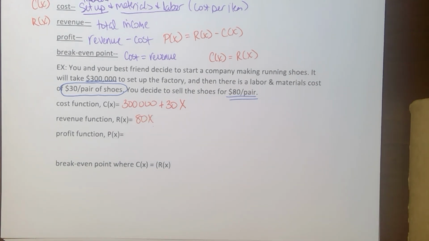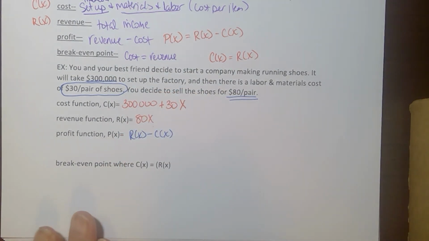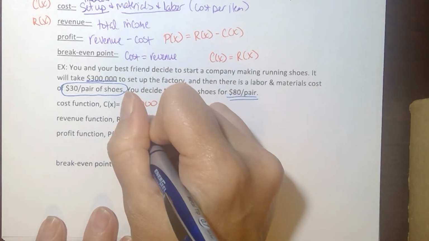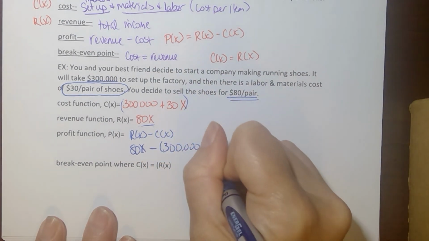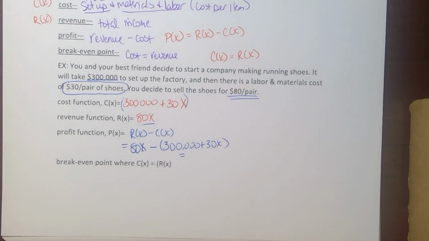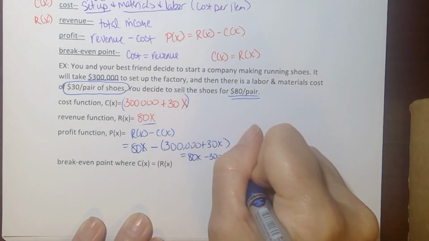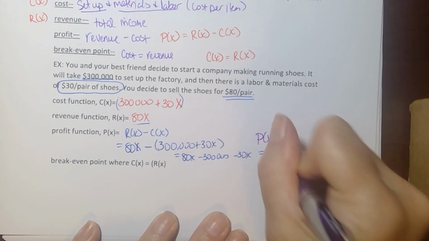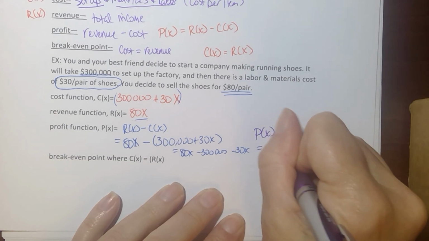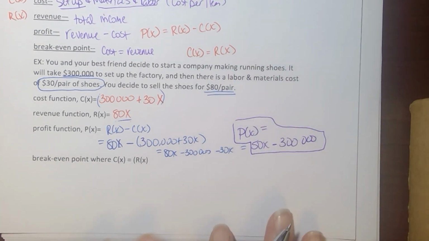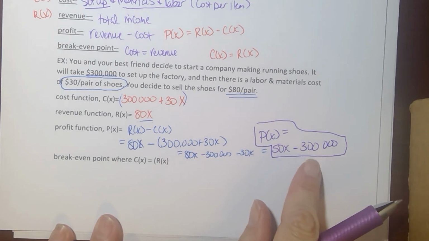Profit. My profit function is my revenues minus my cost. Well, that revenue we said is 80x. And we need to subtract from that my cost function. So that $300,000 setup plus $30 per pair of shoes. That gets me to 80x minus 300,000 minus 30x. And when I combine those like terms, I get a profit function over here. 80 minus 30 is 50x minus $300,000 because I've got to take into account that factory setup. So I don't get to profits until I bring in that $300,000.